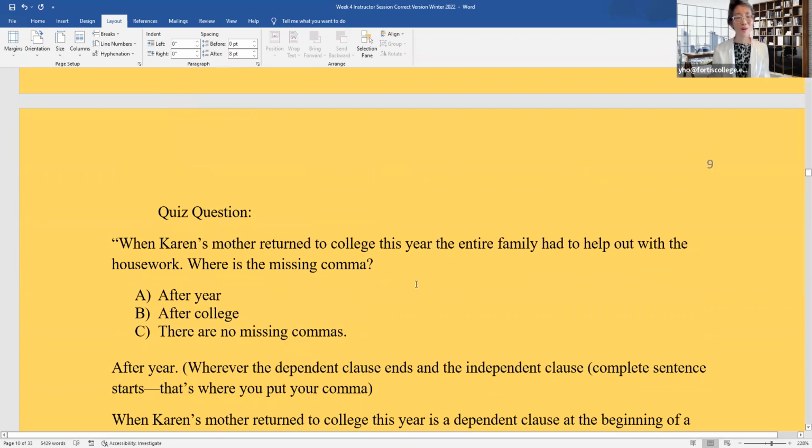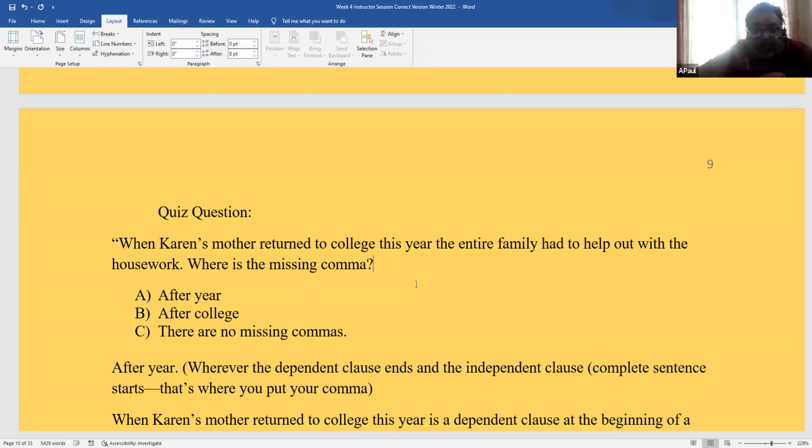Okay, when Karen's mother returned to college, this is how your quiz will look. It's going to look incorrect. When Karen's mother returned to college this year, the entire family had to help out with the housework. Where is the missing comma? Anybody? Well, you just removed it. I know, because the last time I taught the class, I put the comma there to show the class. Now this is the correct way to do the sentence. And then for this class, I forgot to do it. So when I sent you the lecture notes yesterday, everyone's going to go, what? Like that. Okay, so I'm going to send these lecture notes instead.